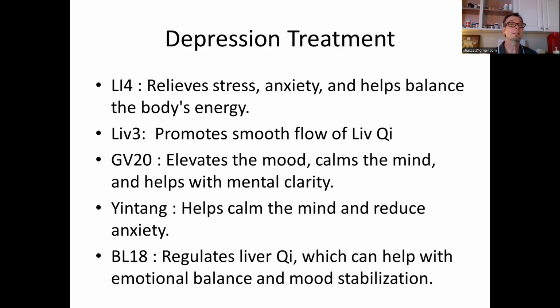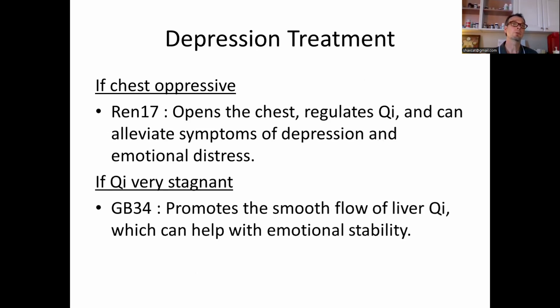Bladder 18, the back shu point of the liver, helps the liver bring the smoothness of the qi back online. If the chest is oppressed, think about CV17, Ren 17, to help open the chest up. If the qi is very stagnant, think about gallbladder 34. Remember, we were talking about that synergy between liver 3 and gallbladder 34?